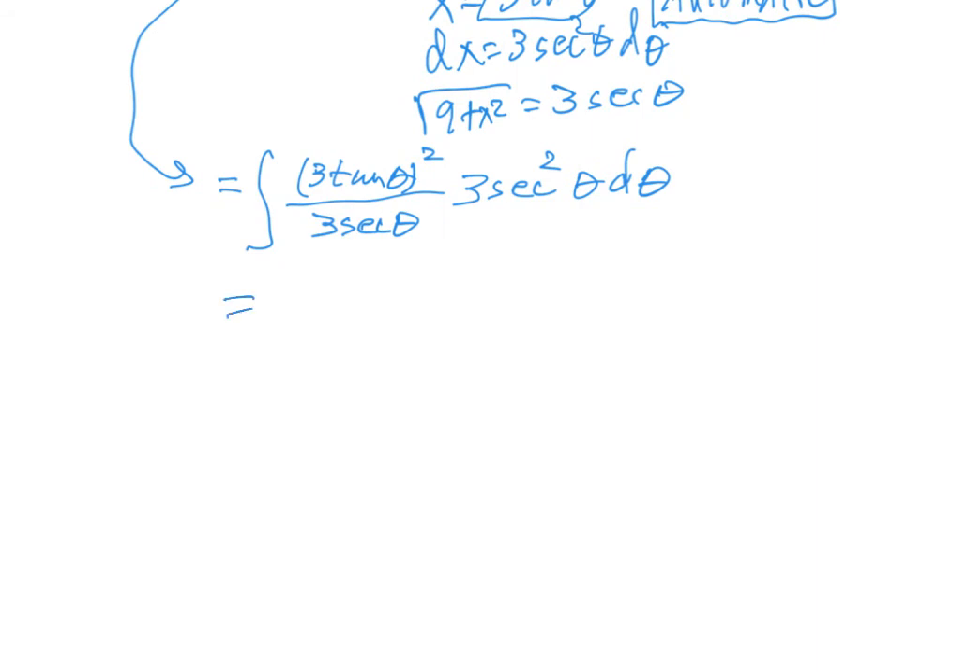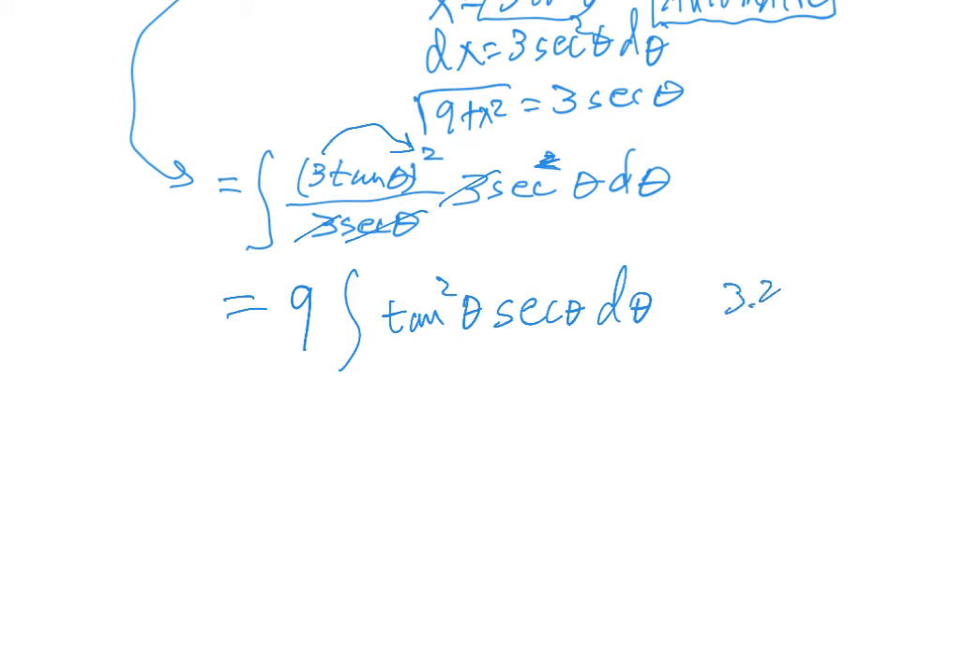Let's clean that up. These 3's will cancel. This secant goes away. One of those goes away. And we're left with 9, 3 squared, tangent squared theta, secant theta, d theta, which is an integral from 3.2. Presumably, we're experts. Because we've reduced it to a problem from the previous section, I'm going to stop here and go on to case 3 before this video gets too terribly long.